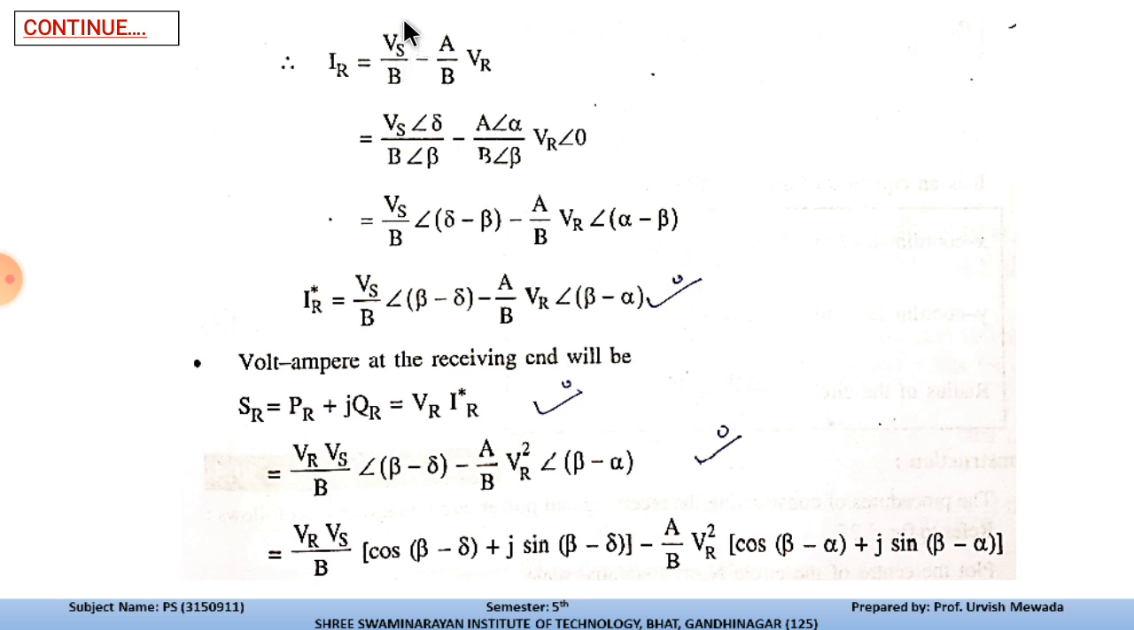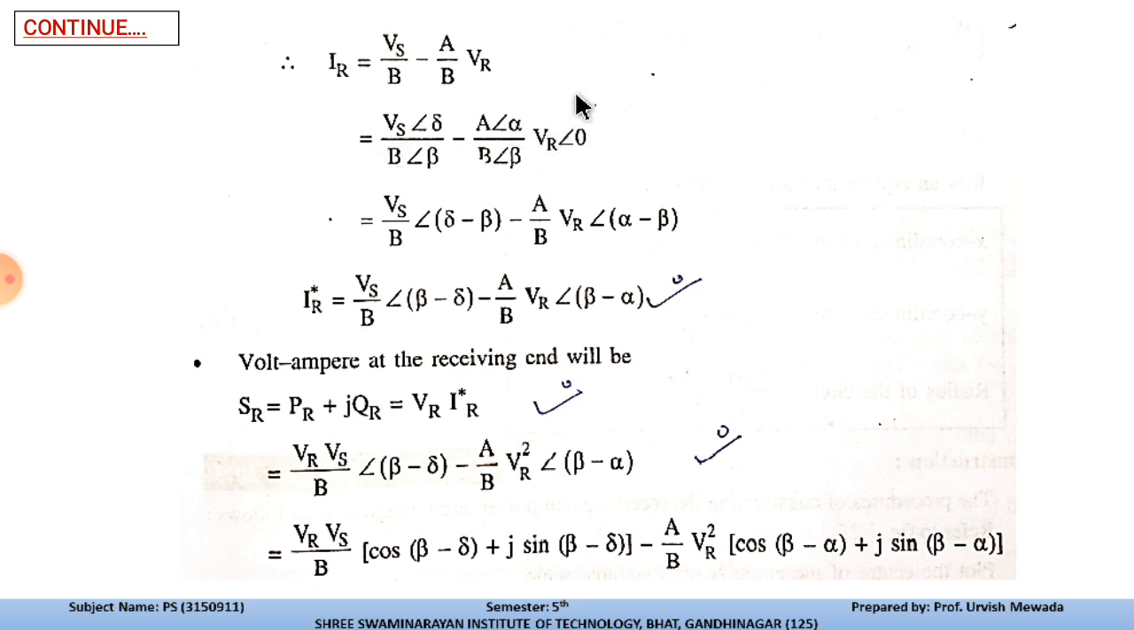For the sending end voltage we use delta, the power angle. For B the angle is beta, and for A the angle is alpha, and for B again the angle is beta. VR is taken as the reference because we are taking active power as a reference. So VR is at angle 0.